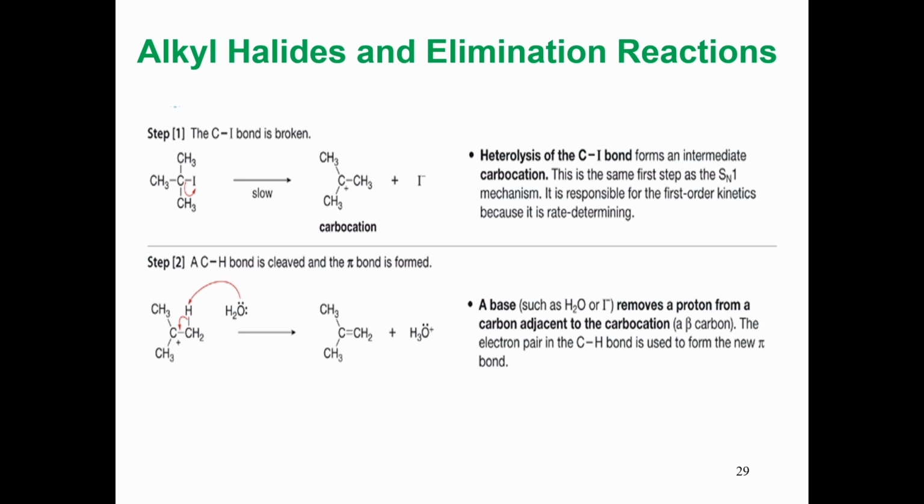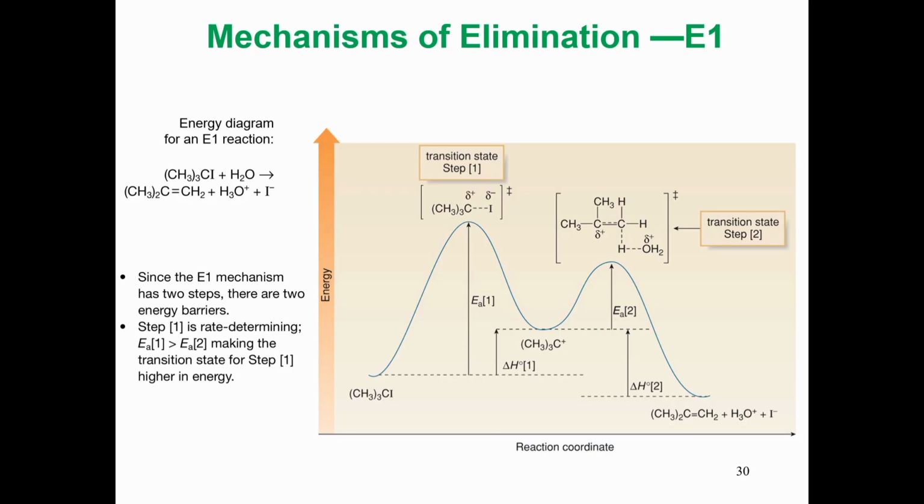In an example of the E1 mechanism, the first stage is the slow step where the alkyl halide leaves to form a carbocation. The second stage is where a base, in this case a weak base, is going to come and abstract the acidic hydrogen to form an alkene. In the energy diagram, we realize that the transition state has higher energy, so that's the energy that must be overcome for the reaction to occur, and that is why it is the rate-determining step.